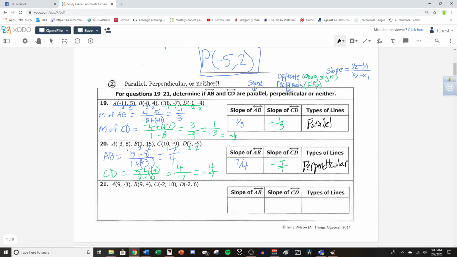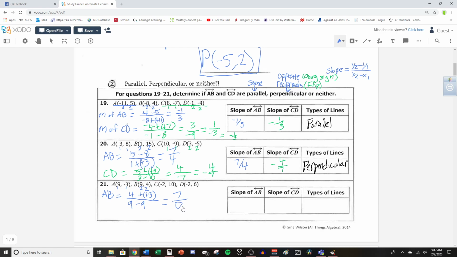All right, on to the next one. We're going to do AB. This is my second point. This is my first point. So this will be 4 minus -3 over 9 minus 9. Yep, 9 minus 9. All right, and what we get here, we'll do the change. We're going to get 7 over 0.